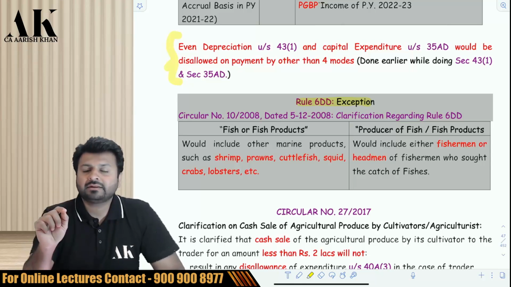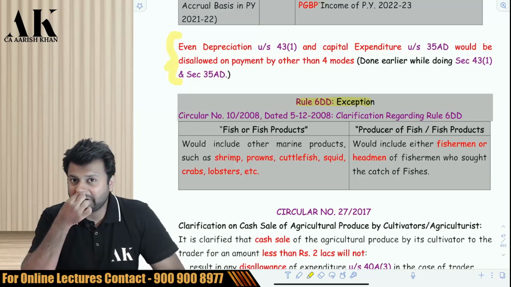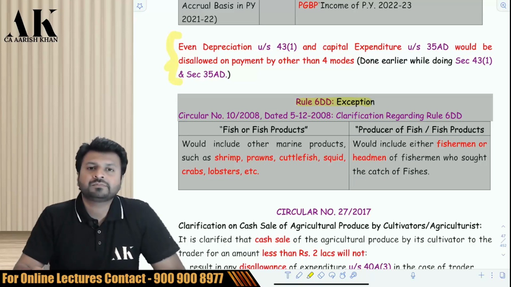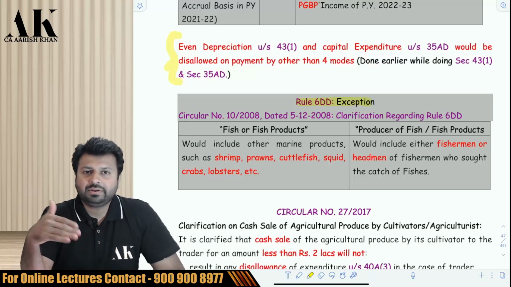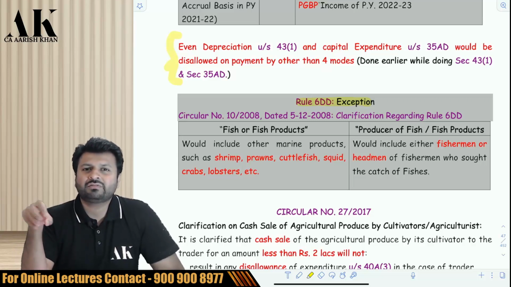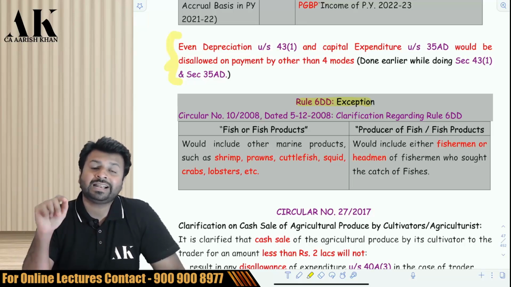If you make a payment to an employee for retrenchment compensation, VRS compensation, or another kind of compensation, you can make the payment up to 50,000 in cash. For them, the limit is 50,000. If you are making a payment to an employee for retrenchment compensation, VRS compensation, or a different kind of compensation, then you can make the payment till 50,000 in cash. The limit is increased till 50,000 in that case.